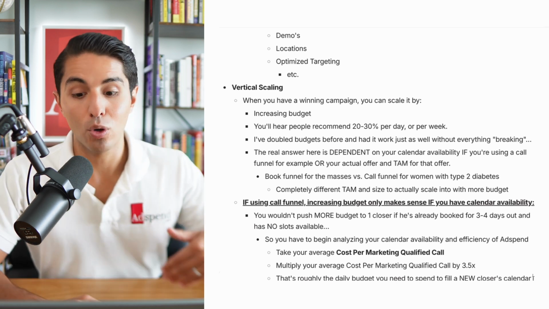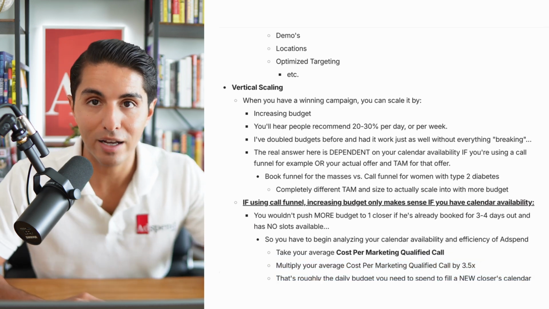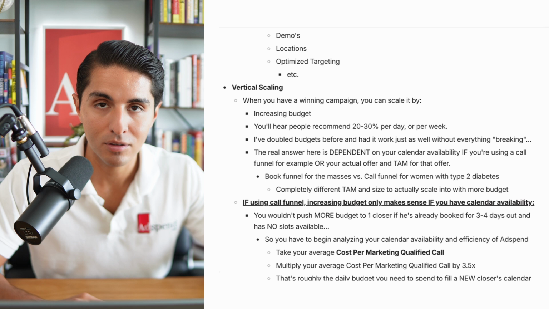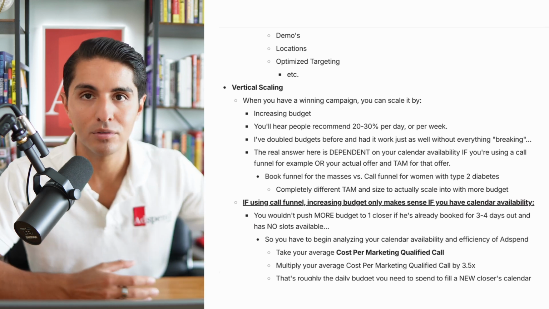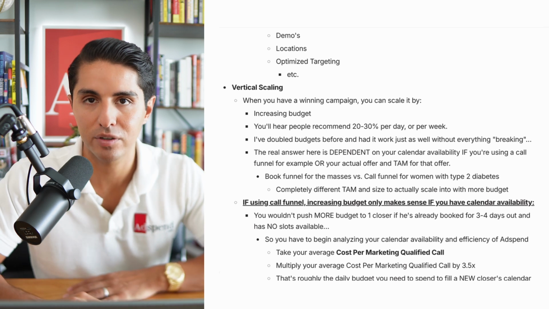So what I told him to do was literally this exact equation, okay? 3.5x times your average cost per marketing qualified call, and now you have enough to fill your closer's calendar. Of course, he had to tweak that number to adjust for his business specifically, which we helped him do.